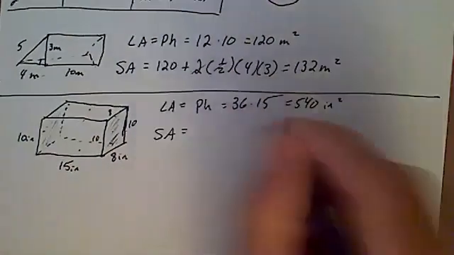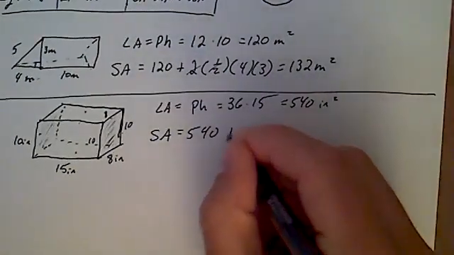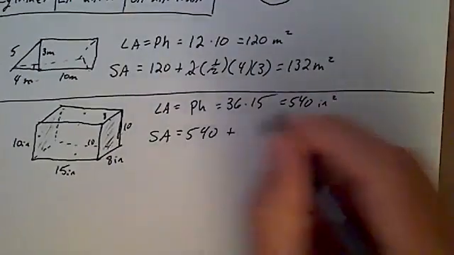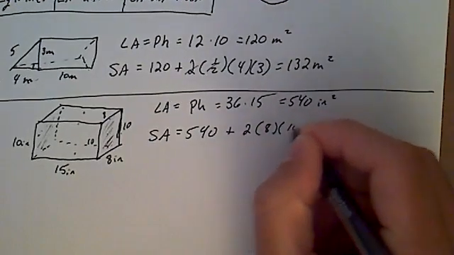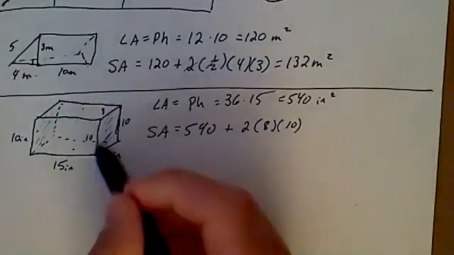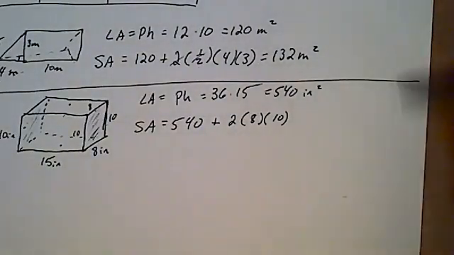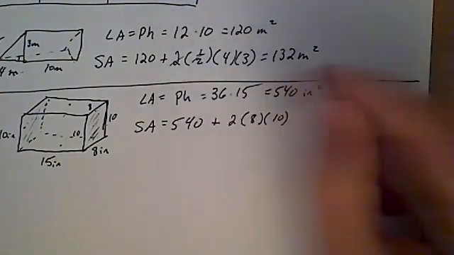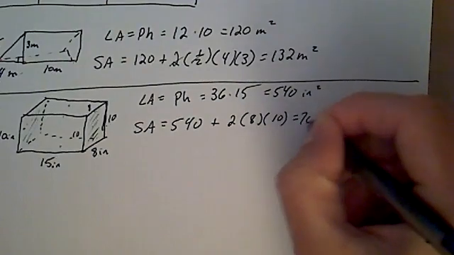The surface area is going to be that lateral area plus the area of the bases. Each base is 8 times 10, so we have 2 times 8 times 10. Notice this time it's a rectangle, so we don't have that 1/2 that we did last time. That was because that's how we find the area of a triangle. And that is 80, 160. 160 plus 540 is 700.